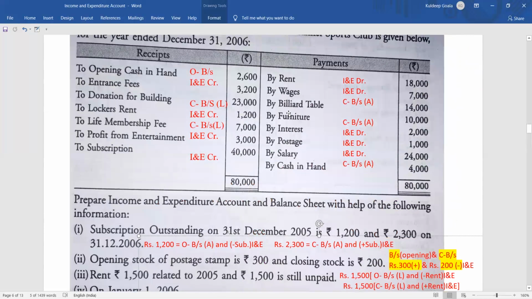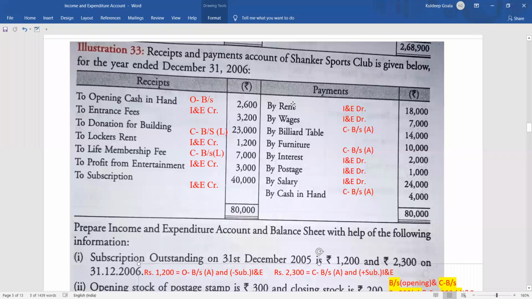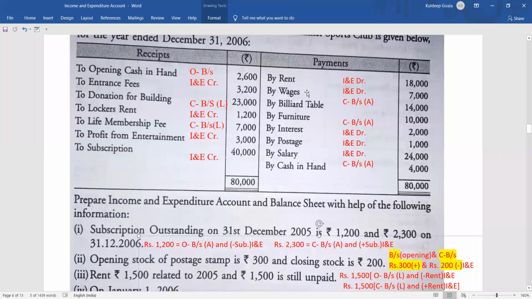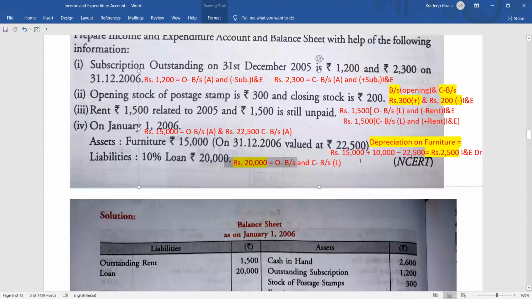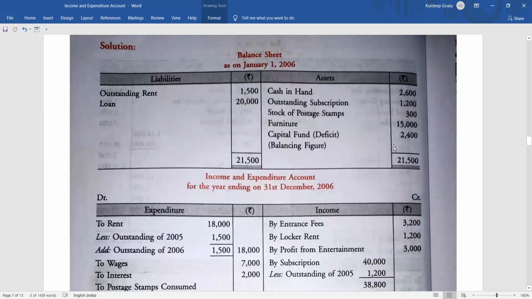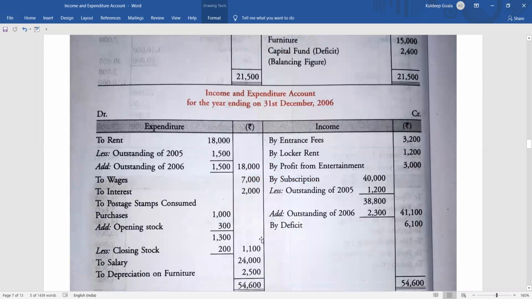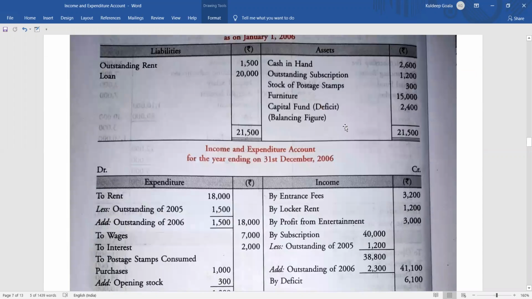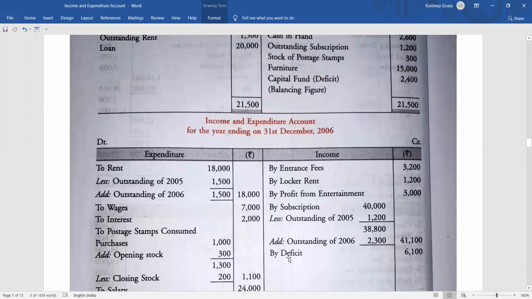In the closing balance sheet, first of all, we'll go to the liability side. In the liability side, first of all, we start with capital fund, isn't it? Since we are already saying it is in deficit 2,400, let's see what the result of the income expenditure account is, whether it is surplus or deficit. In the income expenditure account also we can see it is a deficit of 6,100. Since the capital is also negative, and adding up with the deficit, the negative balance of capital is going to increase.